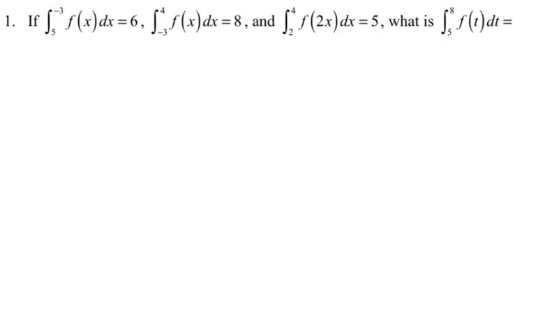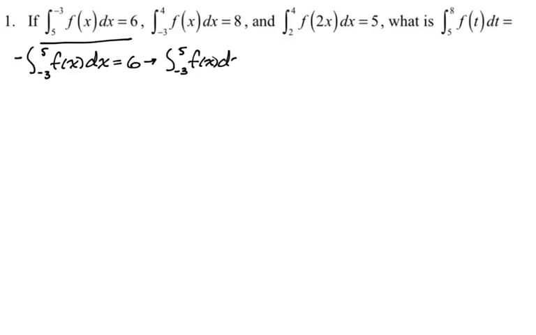The first thing that I want to deal with is this one. The bounds should be switched. So it's really the negative of the integral from negative 3 to 5 is equal to 6, which means that the integral from negative 3 to 5 of f of x dx is negative 6. Now what I like to do is go through and look at all the bounds that I see. I see a negative 3, a 2, a 4, a 5, and an 8.